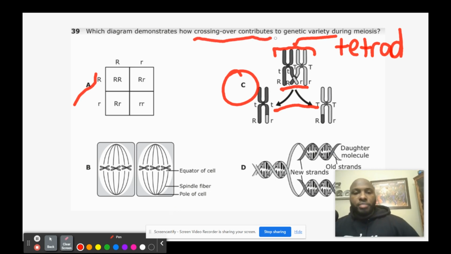I know B looks like chromosomes lining up in the middle. When we say that phase, everybody said it, metaphase, good. That is metaphase, so I know that has nothing to do with crossing over. It can be confusing. I can see how somebody would choose that, but as much as we've looked at these phases, we know that is metaphase. And then D is our good friend, DNA replication. So I marked that out. Process of elimination leaves me with C.